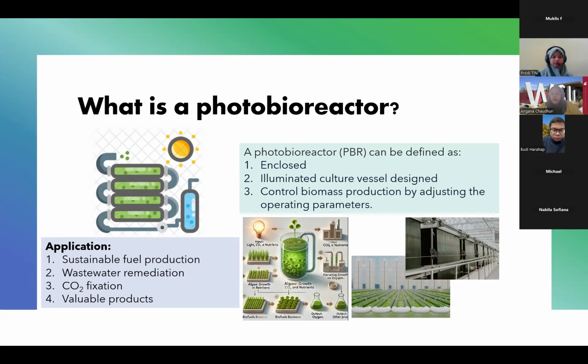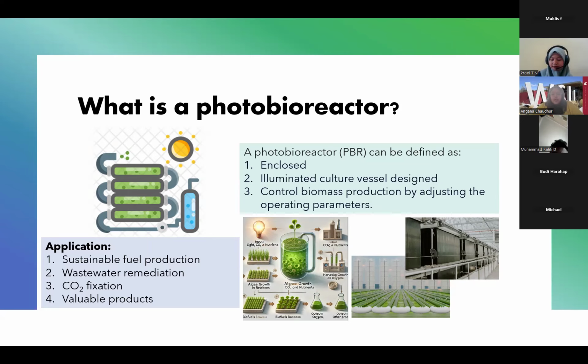Now, this photobioreactor has a huge area of application. Nowadays, it's being used for sustainable fuel production, wastewater remediation, carbon dioxide fixation, and finally, valuable products. Among valuable products, you can get different pigments like the chlorophylls or the carotenoids, and even some omega-3 acids and other fatty acids as well, which can be used in the pharmaceutical and the cosmetic industries as well.